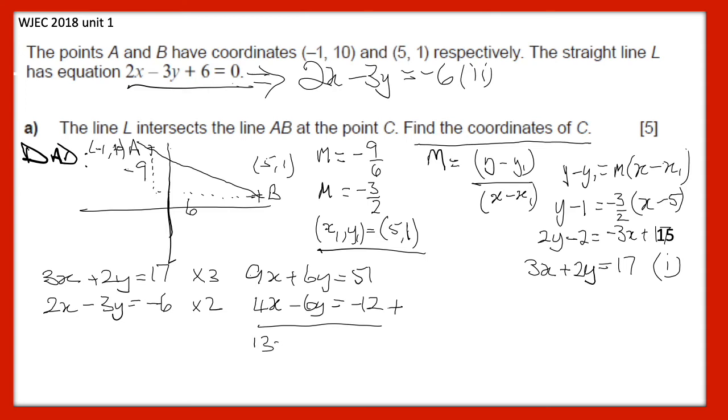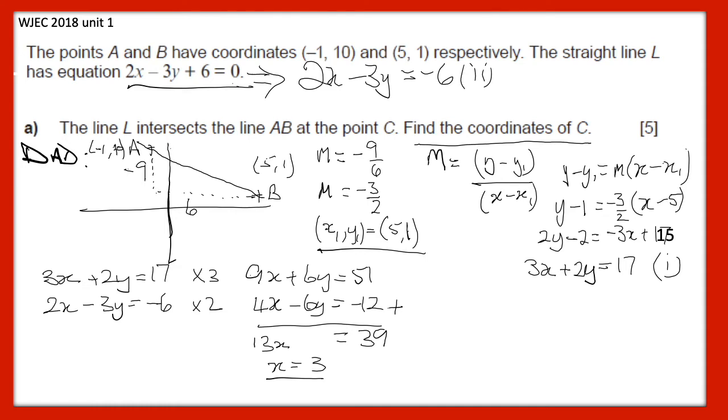So this would give me 13x. My 6y's eliminate one another because they're opposite signs. And 51 take away 12 is 39, which gives me that x is equal to 3. So I now know that x equals 3. I could do with finding out what y is.